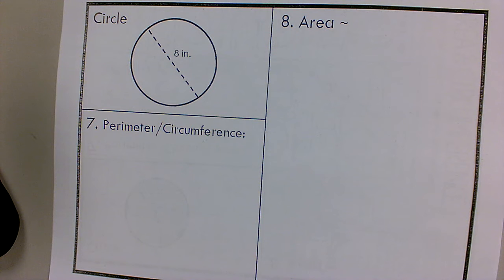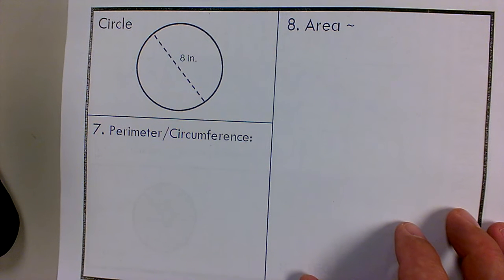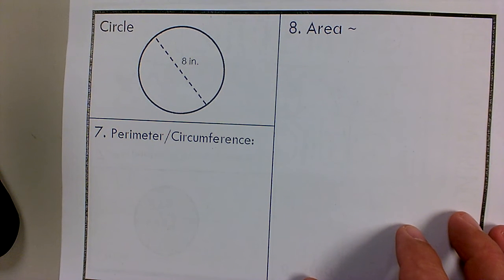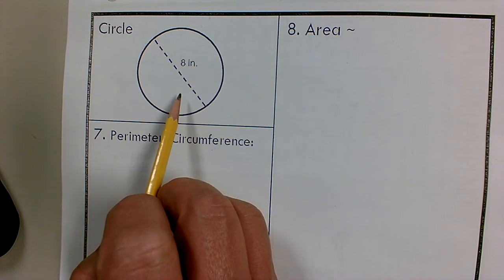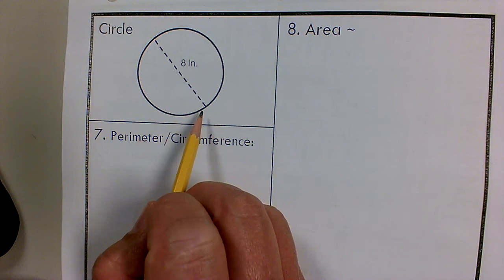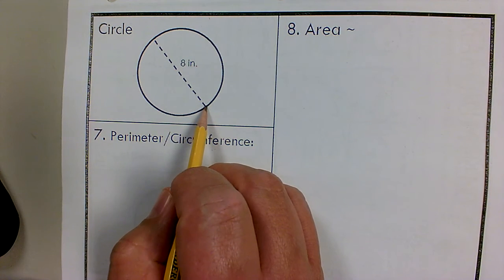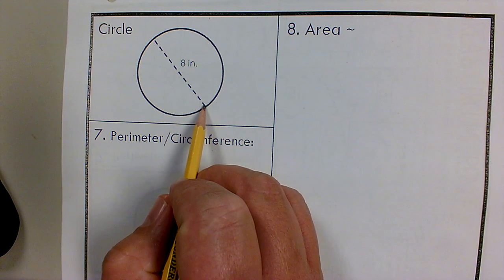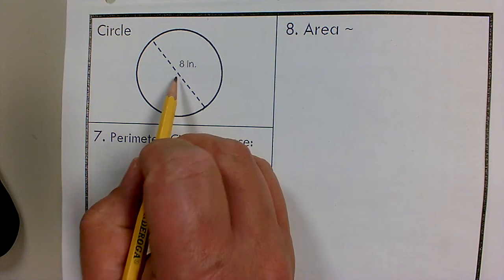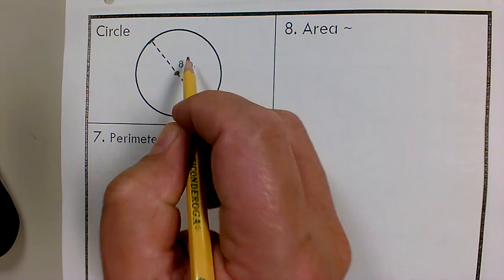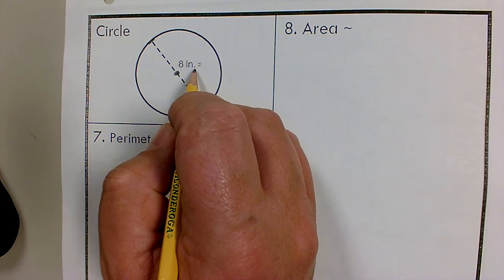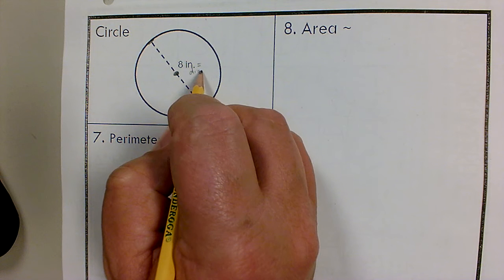Okay, and we'll start out with a couple of examples here. The first one, they give us a circle with a diameter of 8 inches. We know that this is a diameter because from what we just learned in the vocabulary, the definition of a diameter is the distance from one edge going through the center of the circle to the other edge. And in this case, 8 inches is the diameter.